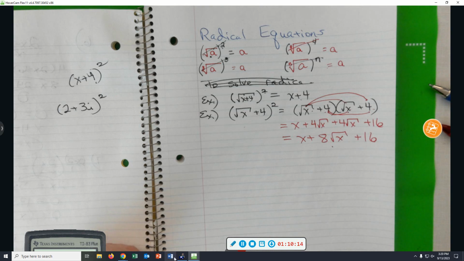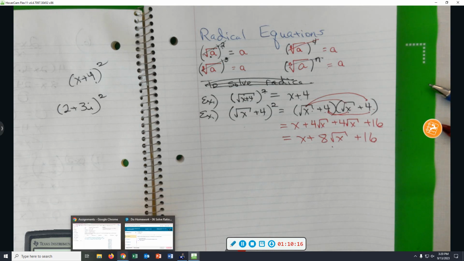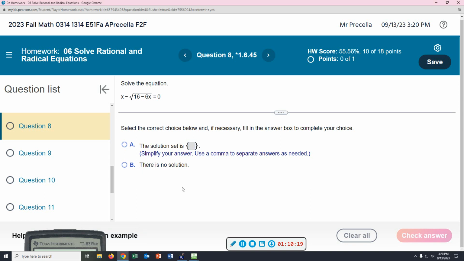Look at that number, which one was it? I think it was number 9. I think number 8 does it. It's that the square root is not isolated. You don't want something added to or subtracted from that square root.